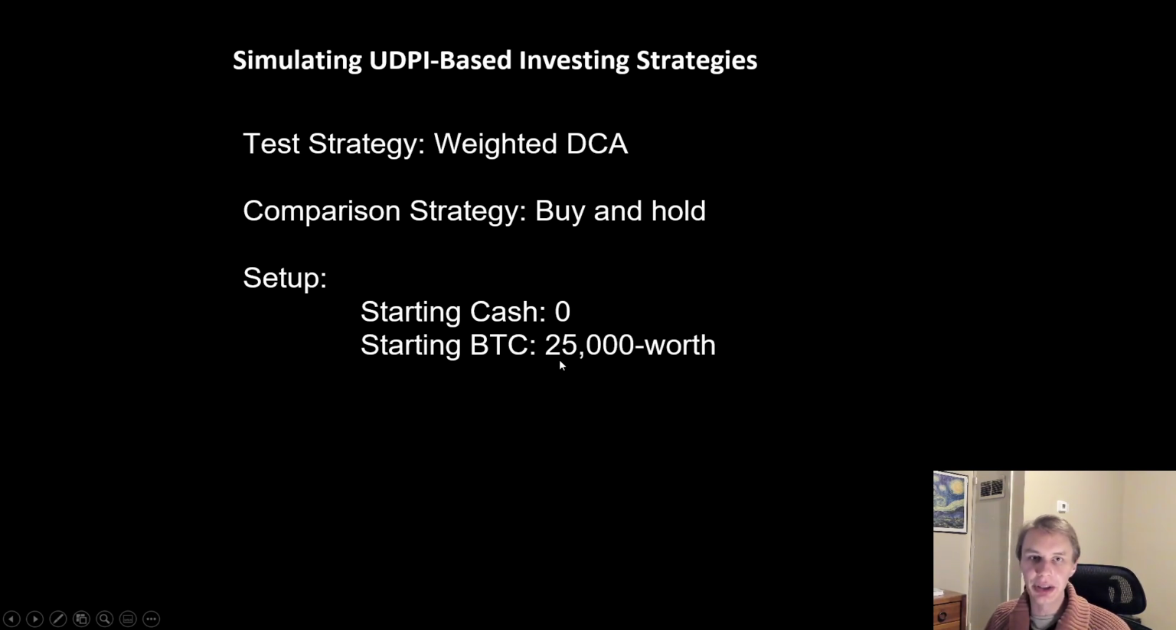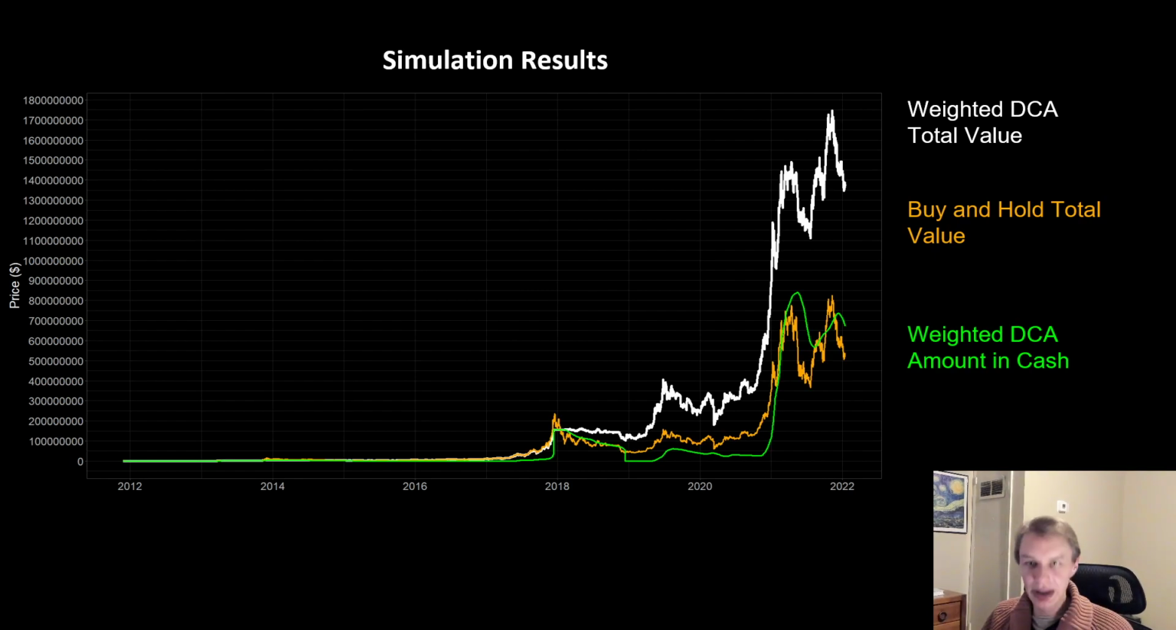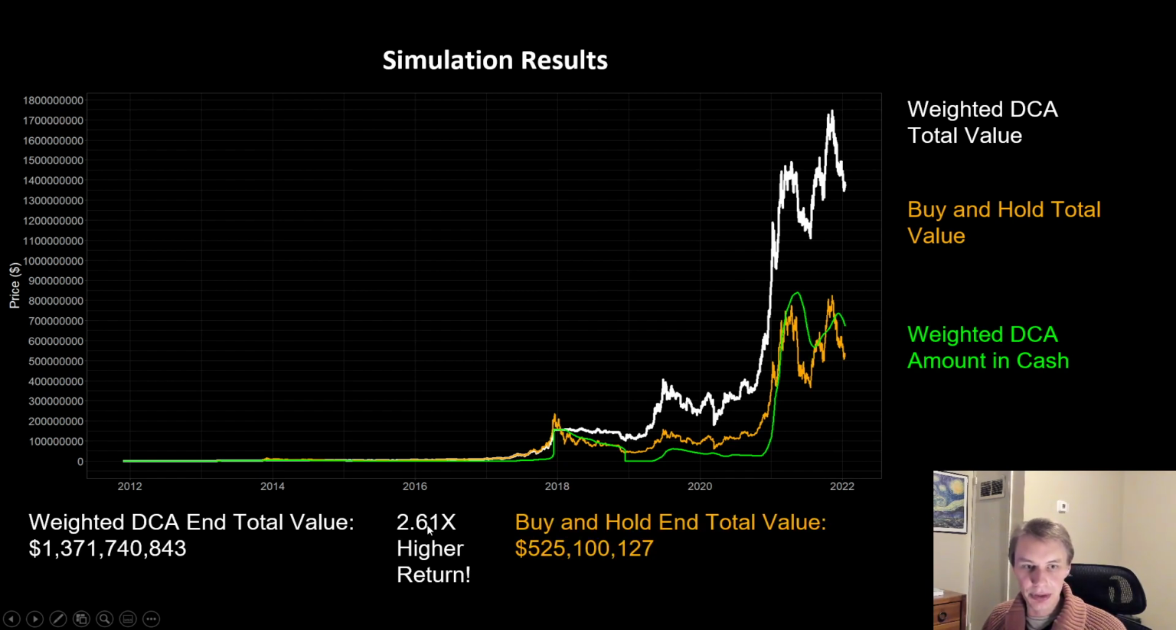So they're both starting out with the exact same cost basis. That might be the most fair way of assessing these. With the exact same cost basis at the beginning, how do they compare over time? Well, you can see, again, the weighted DCA strategy blows out the buy and hold strategy. It completely destroys it. So not quite as high, 2.61x instead of 2.95, but still blowing it out.